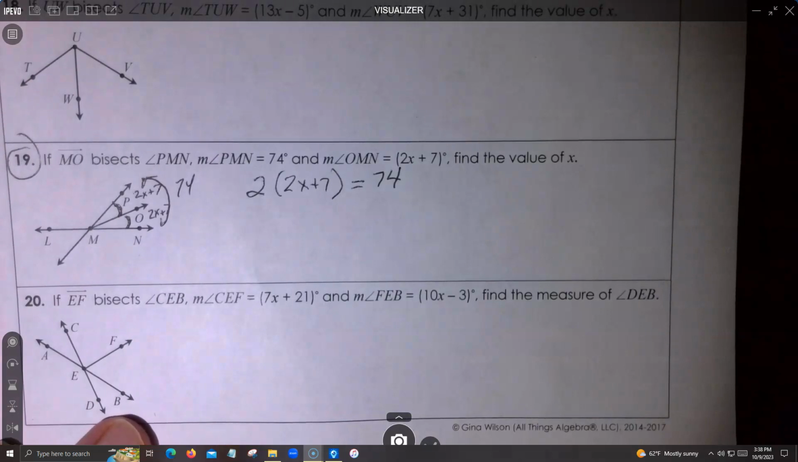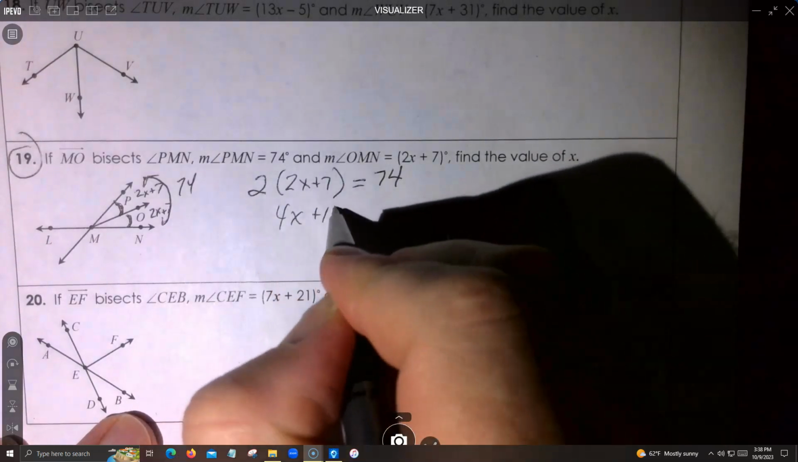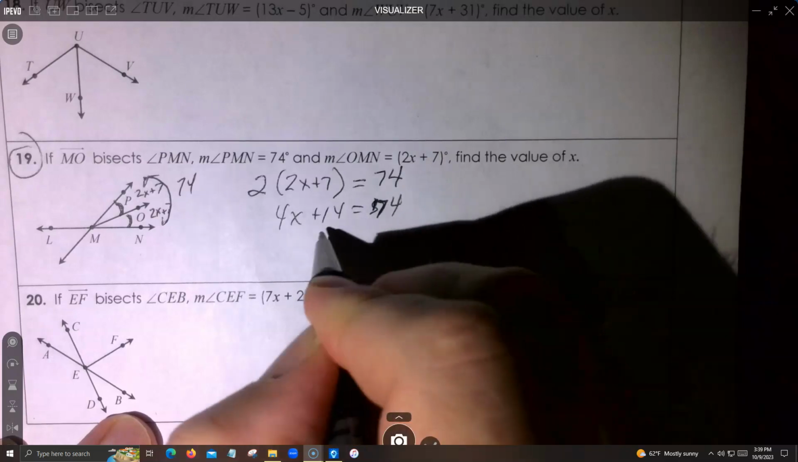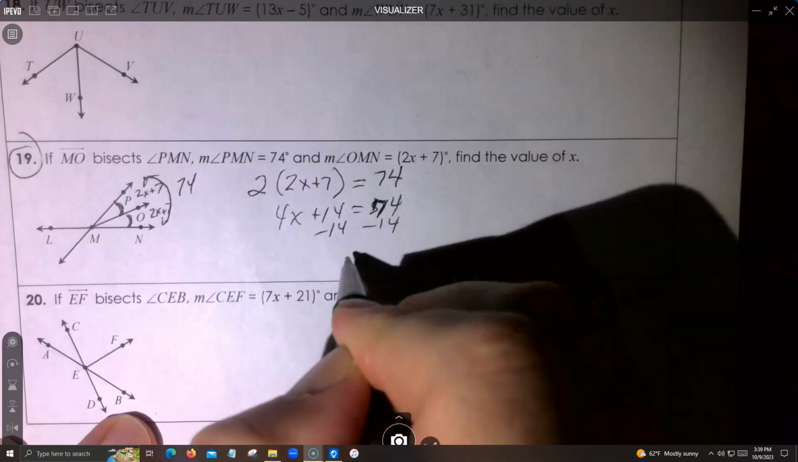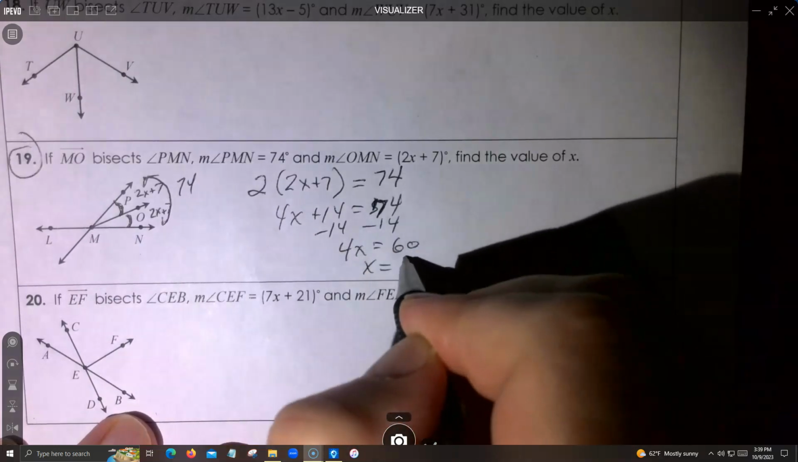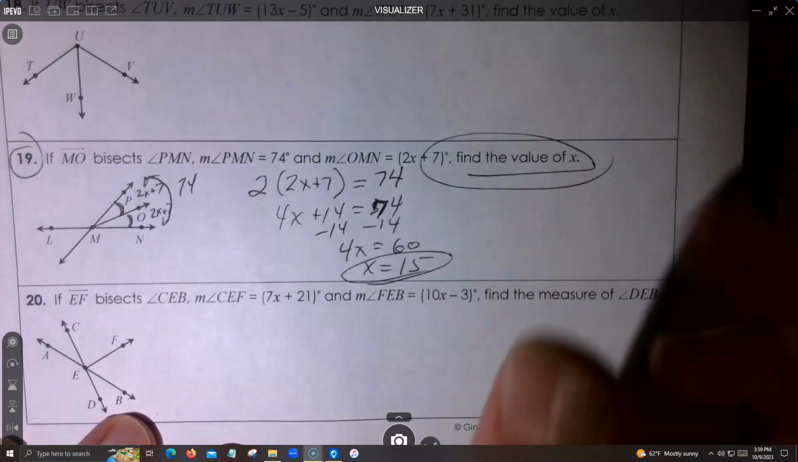Okay? Alright, so then I distribute. Subtract. And then divide. So x is 15, and that's all I had to do. So I am done with that.